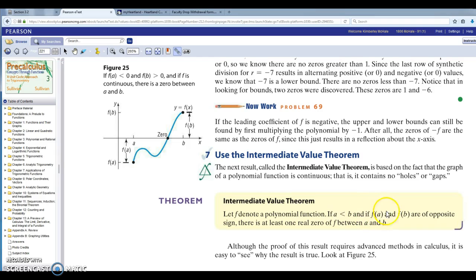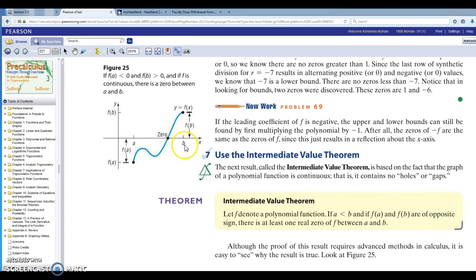The next example is about the intermediate value theorem. In the intermediate value theorem, this is a great picture to look at. It says, if I have a y value that's positive, and I have a y value that's negative, and my curve is a continuous curve, then I'm able to hit the axis somewhere in there. I have a 0 somewhere between there.